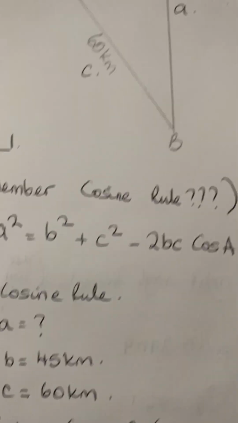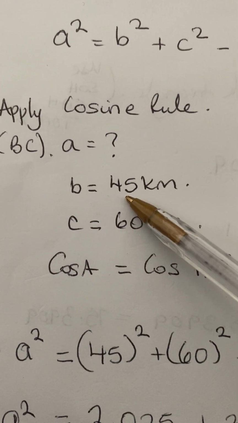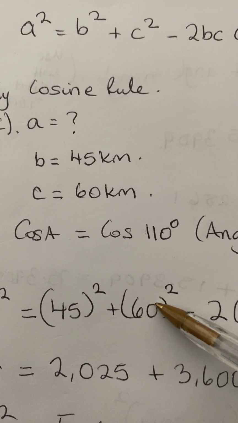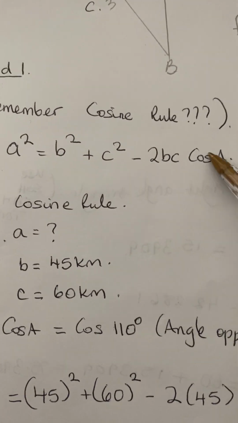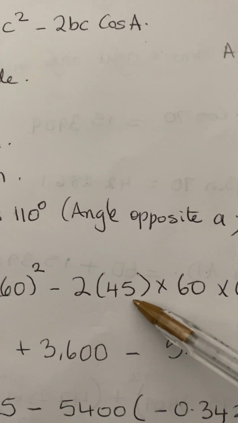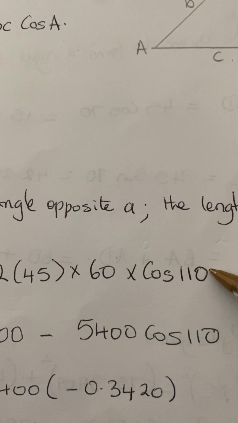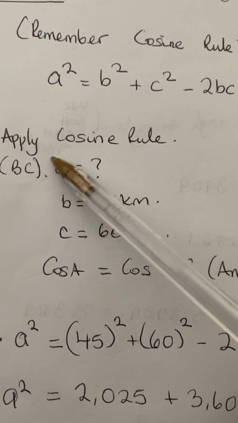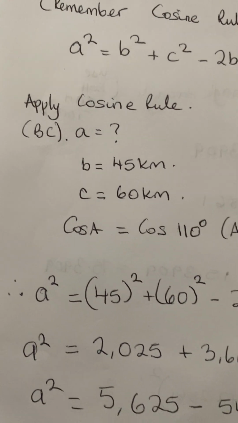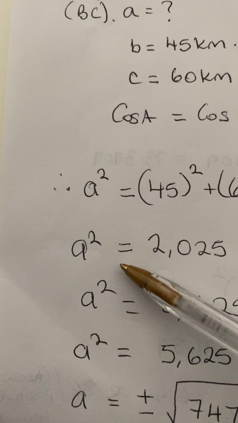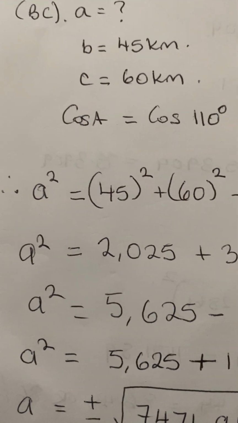So A squared, this length that we want, is 45 squared, which is our B, plus 60 squared, which is our C. I'm just using the cosine rule, this formula, minus 2, B is 45, C is 60, cos of 110. Okay, I've simplified everything here. This is the information I'm using, 110. So A squared now is a calculator paper, so you are allowed the calculator, and it's a higher paper again.